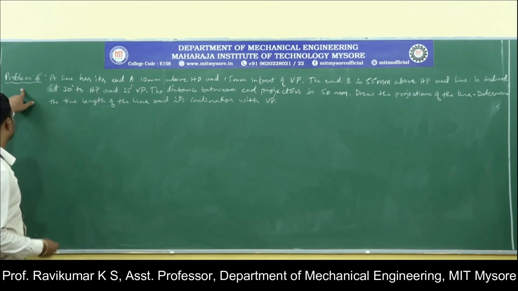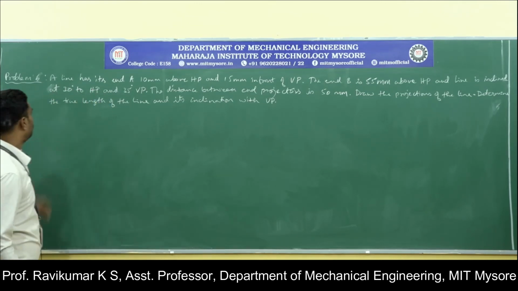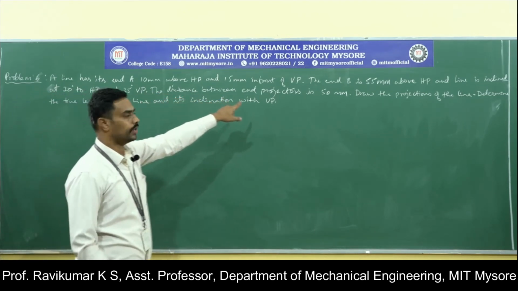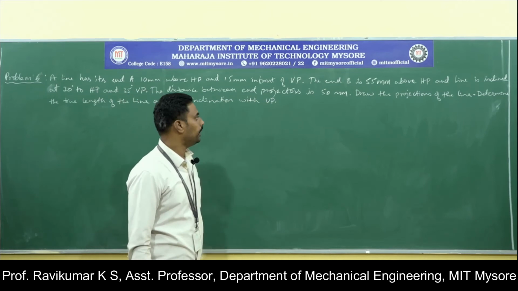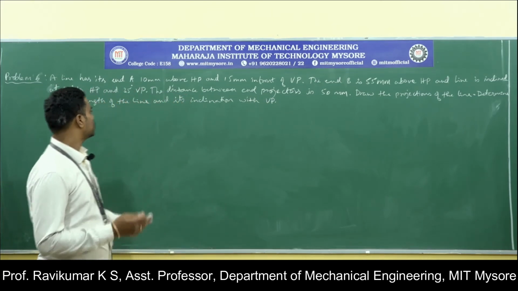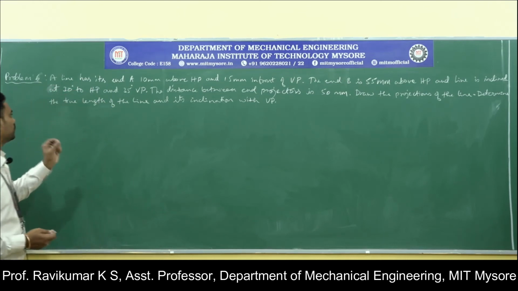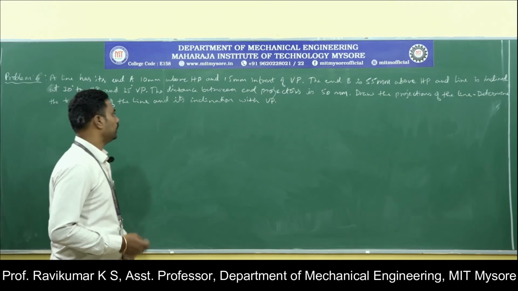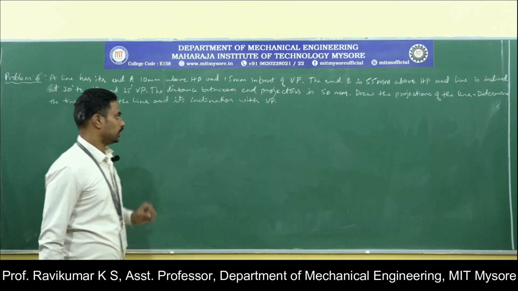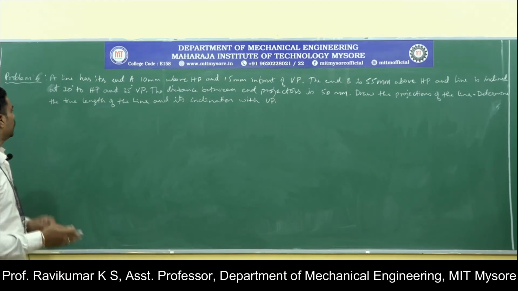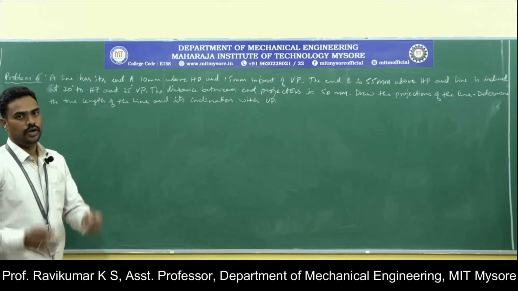Okay, coming to the problem number 6. A line has its end A 10 mm above HP and 15 mm in front of VP. The end B is 55 mm above HP and line is inclined at 30 degrees to HP and 35 degrees to VP. The distance between end projectors is 50 mm. Draw the projections of the line. Determine the true length of the line and its inclinations with VP.